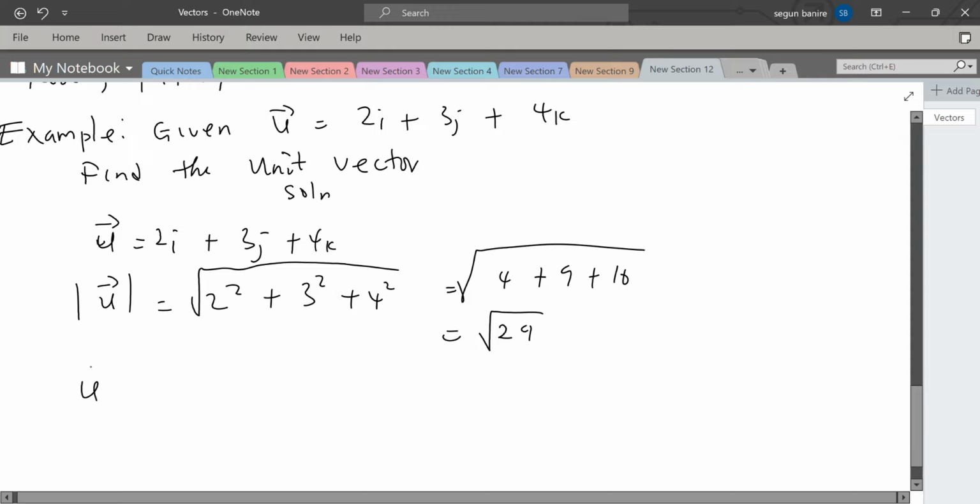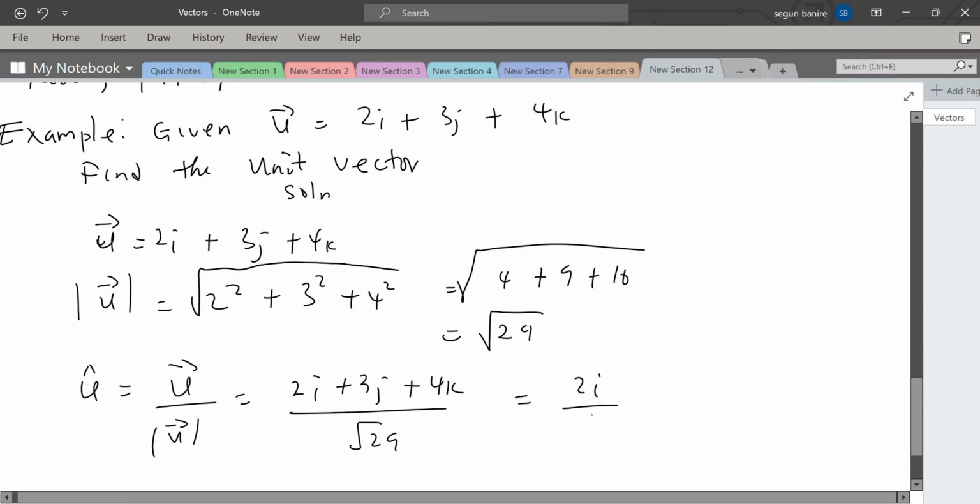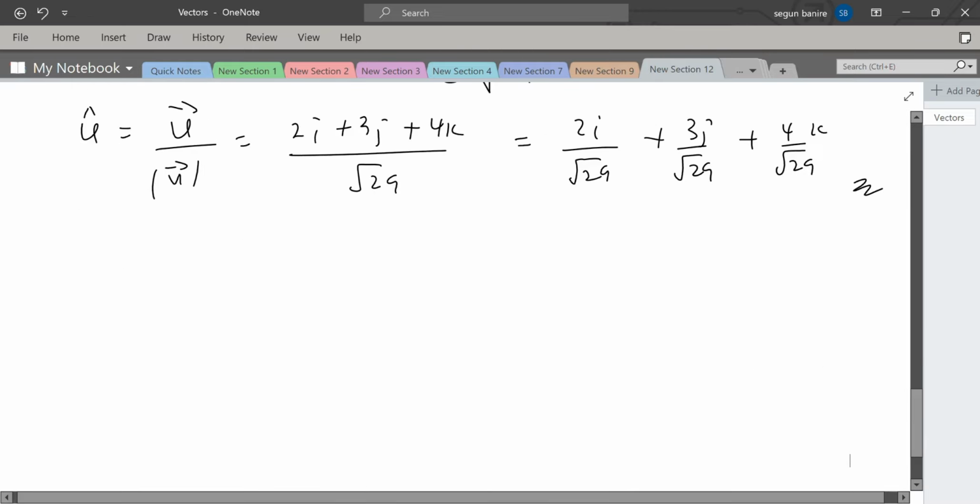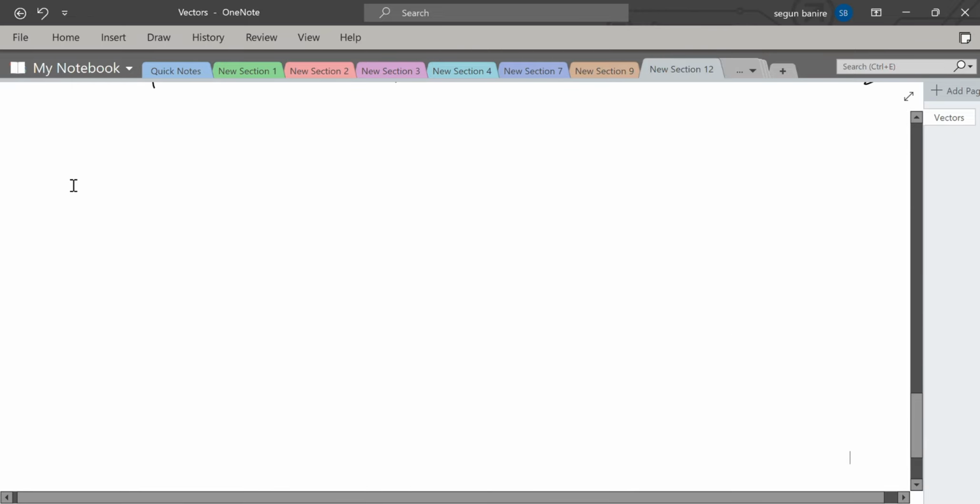So the unit vector will be this vector divided by the magnitude. That is 2i plus 3j plus 4k, divided everything by root 29. So you split it, you get 2i over root 29 plus 3j over root 29 plus 4k over root 29. So this is how you write your final answer, vector.